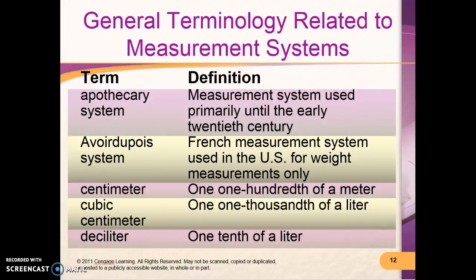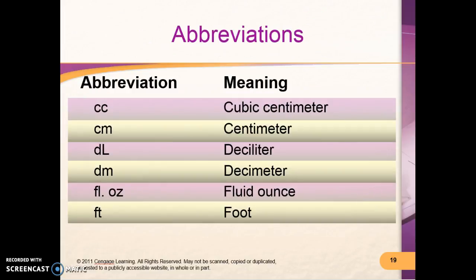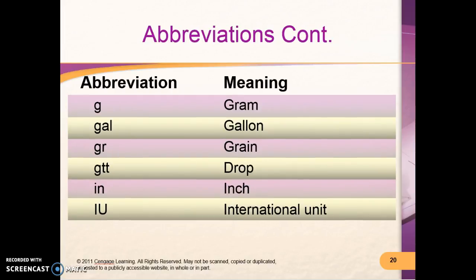And then we have just some of the general terminology in this particular chapter. And of course, probably the most important thing is going to be to look at some of those abbreviations. So abbreviations are going to be used quite a bit as you're working on dosages. So make sure that you're really familiar with these. cc, cubic centimeter, cm, centimeter, and so on. So when you see something like fluid ounce, for example, you know right away you're dealing with volume because of that fluid.